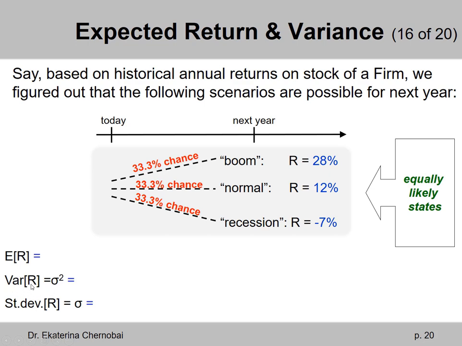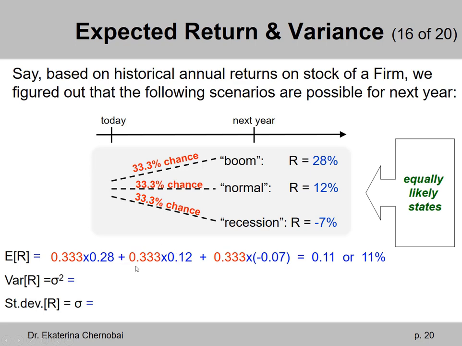And for the expected risk, we will first calculate the variance of the returns and then their standard deviation. To calculate the expected return, we go through all the states of the economy that are given to us. In this problem, we have three: boom, normal, and recession. So for the boom state of the economy, we multiply the probability by the return. You can do it in decimals, for example, although it doesn't really matter. In decimals, you would do 0.333 multiplied by 0.28.